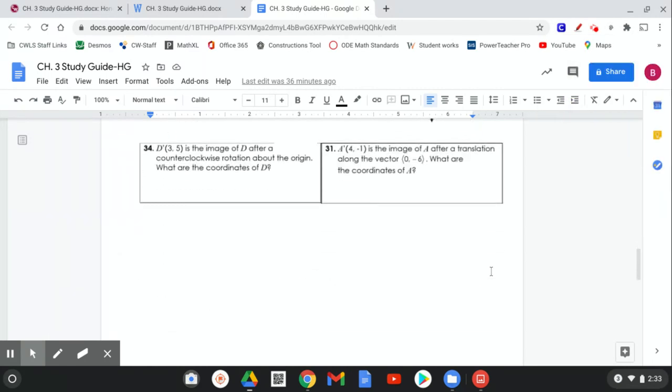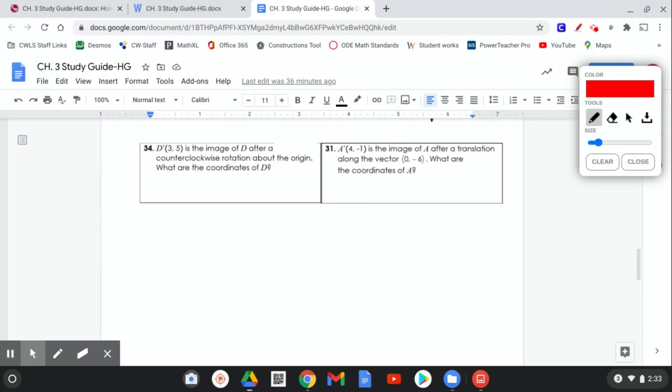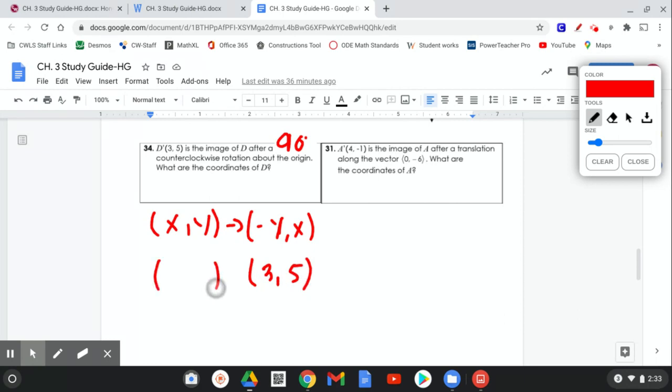Let's move on to this one. We're finding the pre-images. So it tells you after a, and this should say 90 degrees. Hopefully it does on your paper. So our rule for 90 degrees is (x, y) to (-y, x). For this, we know what the image is. We put that at (3, 5). So we've got to go backwards. We're going to put that x coordinate, match it up. That's going to become a 5. This comes here and the sign changes, so we make that -3. So it's going to be (5, -3).